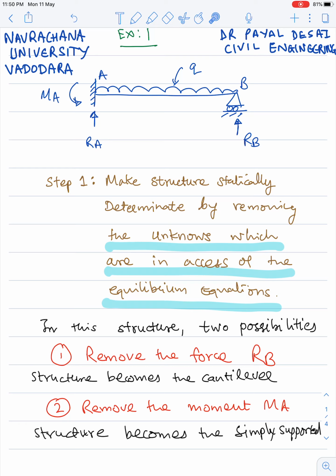If you remove the support RB, the structure becomes a cantilever. But if you remove the moment MA, the structure becomes simply supported. So both ways we can make this structure statically determinate. That is the first step of analysis of the method of superposition. We have to make the structure statically determinate by removing the unknowns which are in excess of the equilibrium equations.